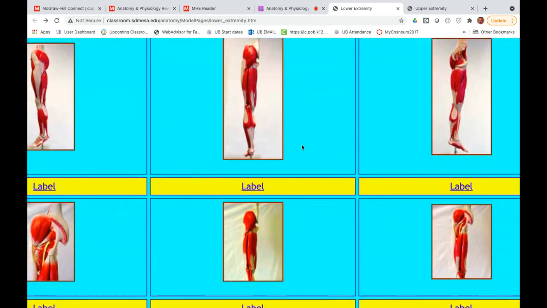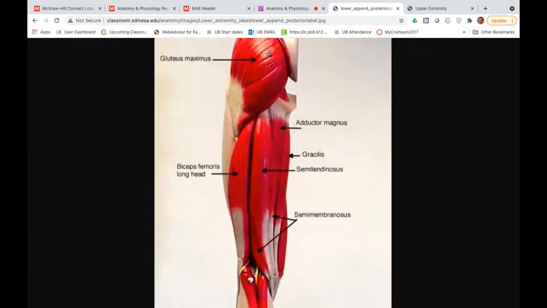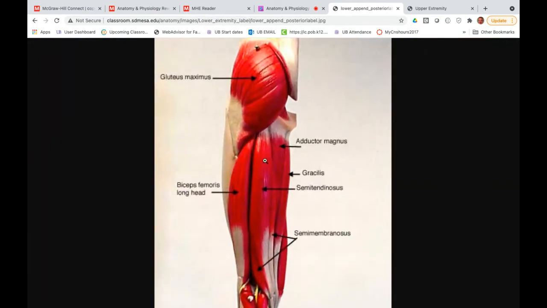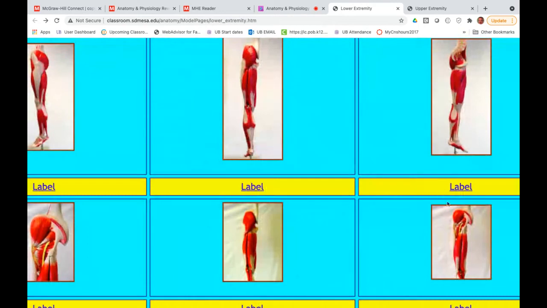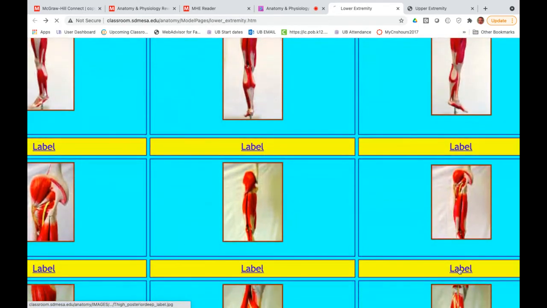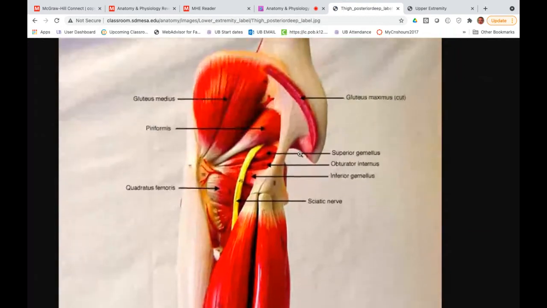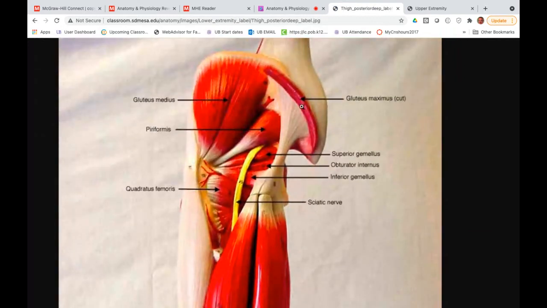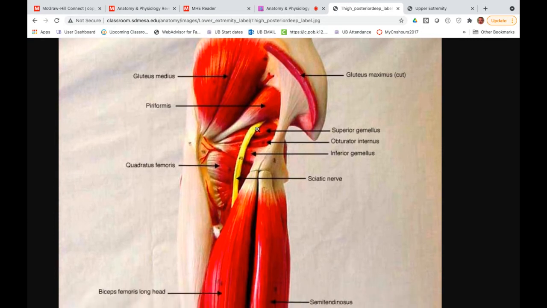All right, so what I want to do is start from the posterior. Remember I said if we remove the gluteus maximus, we can see the hamstrings a little bit better. So I want to do that right now. So here, the gluteus maximus, you can see right there, it's cut. And look what's deep to it. There's the infamous sciatic nerve, right? The sciatic nerve pierces inferior to this muscle called the piriformis.